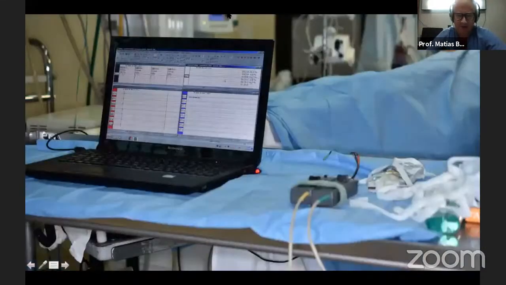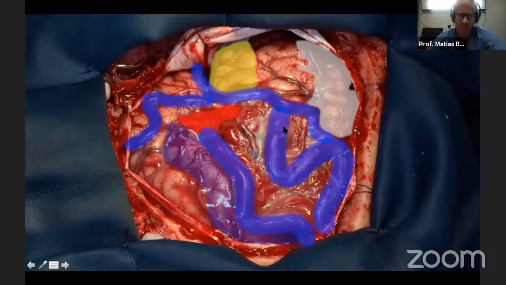Here we can observe the cortical exposure after the durotomy. Here we have the superior frontal gyrus, the middle frontal gyrus, the inferior frontal gyrus, of course. This is the nidus of the AVM. Here is the Broca's area, the primary motor cortex of the left hemisphere, and here in blue, the two superior drainage veins of the AVM.